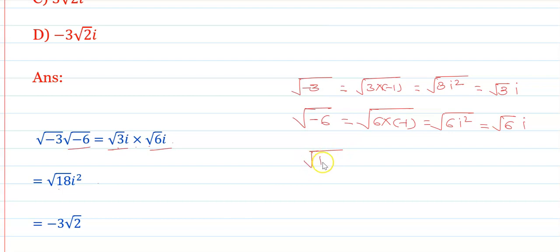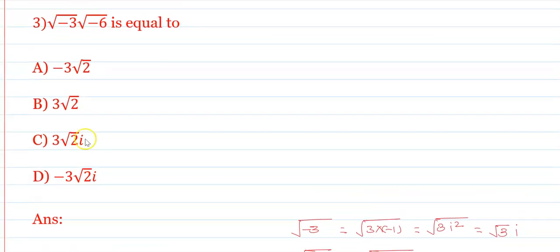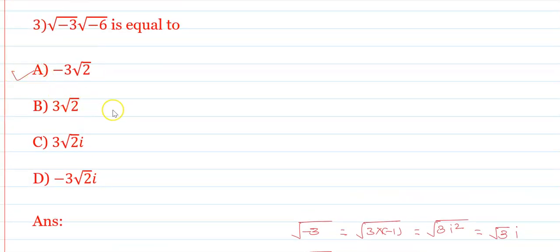How will we write root of 18? 9 into 2. Okay, 9 into 2, then you will get 3 root 2, and i square is minus 1. Here is a minus 1, and overall 3 root 2 into minus 1, you will get minus 3 root 2, and this is the answer, and hence option A is the correct one. Which option? Option A is correct here.